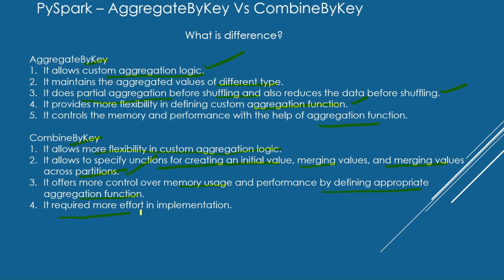It requires more effort in implementation. As I told you, there are different functions we need to write, three functions you can write. So writing custom functions will always take more effort. That's why I have written here that it requires more effort in the implementation of the combine by key function. So in this video, we have seen the difference between aggregate by key and combine by key.